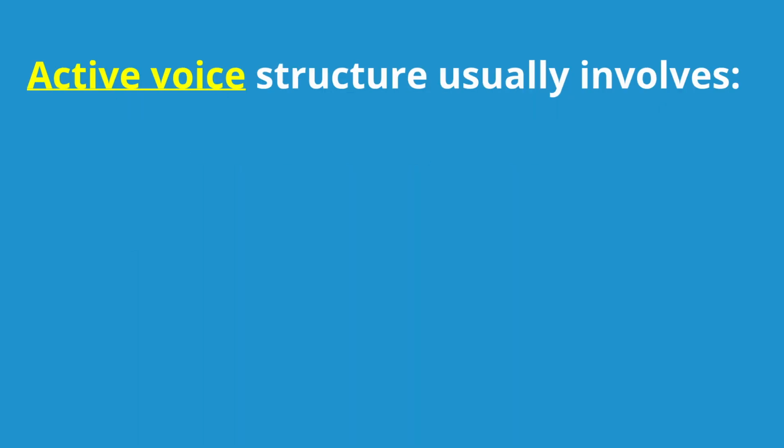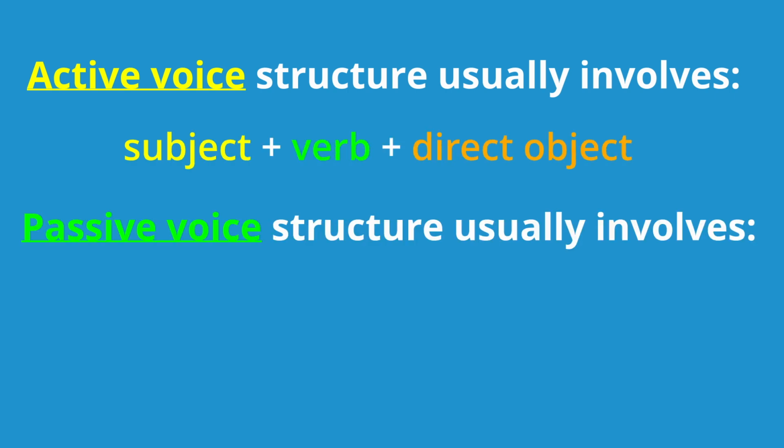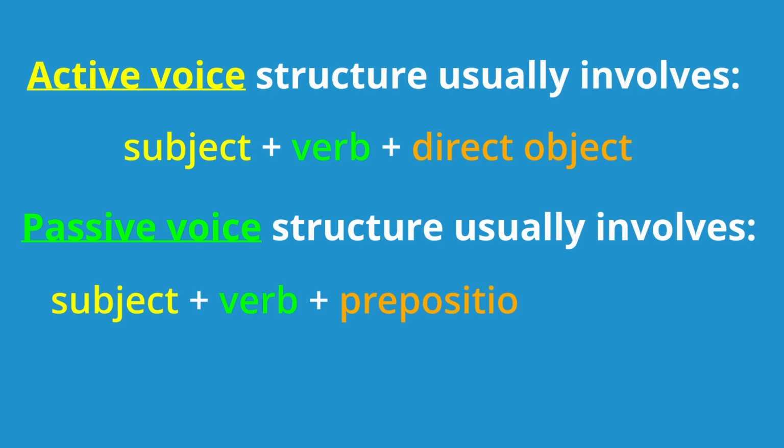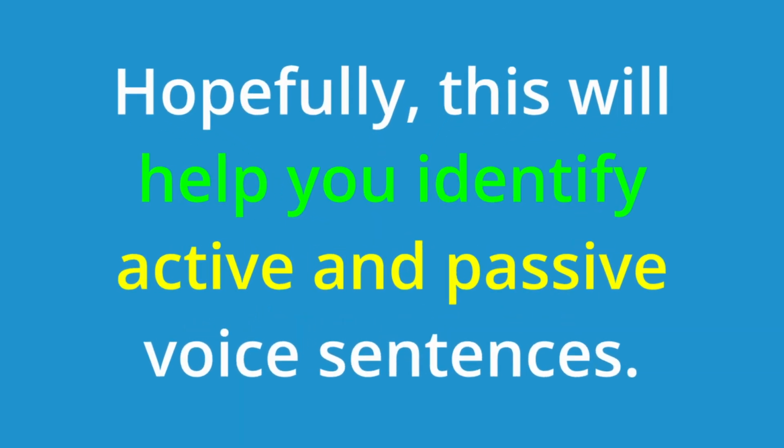Active voice structure usually involves subject plus verb plus direct object. Passive voice structure usually involves subject plus verb plus prepositional phrase, or simply subject plus verb. Hopefully this will help you identify active and passive voice sentences.